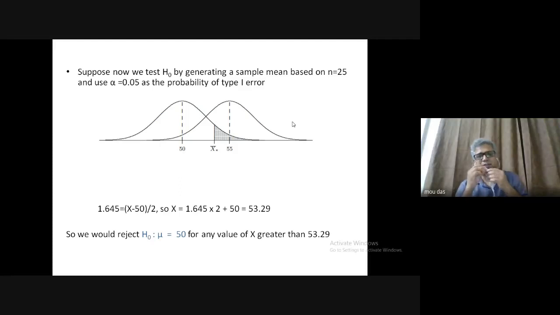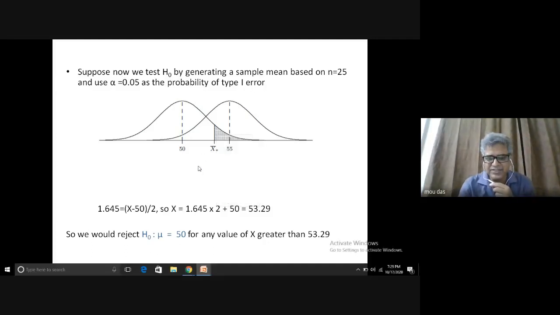Suppose now we test H0 by generating a sample of 25, what we have done already, with a significance level of 0.05, the probability of rejecting, a type 1 error. And since it is a one-sided test, X will be the cutoff point for accepting the null hypothesis. The Z value of this is 1.645. Had it been two-sided, then it would have been 1.96. But since it is a one-sided, one-tailed test, it is 1.645. This will be equal to X minus 50 divided by the standard error. How do you get the standard error?